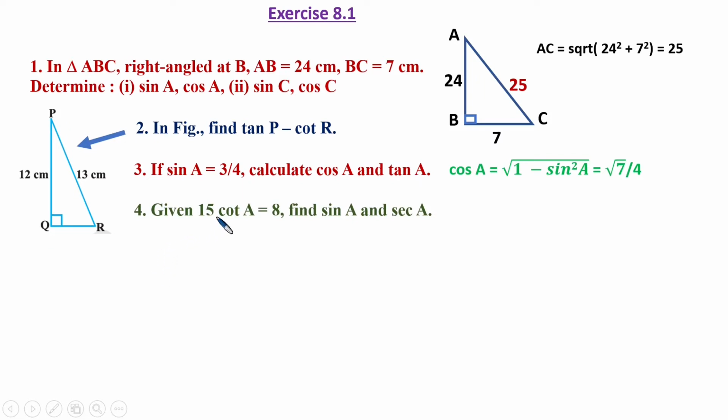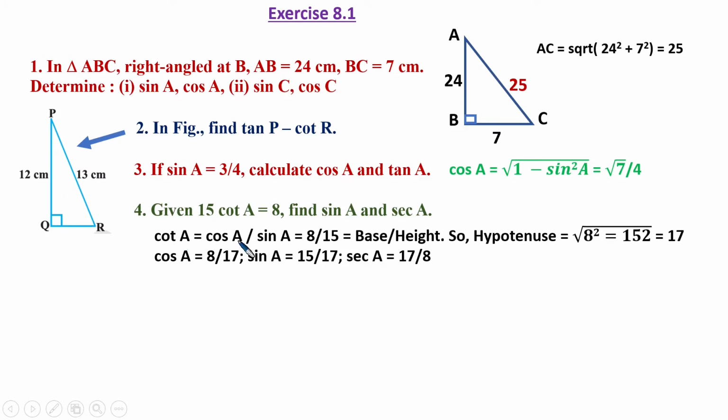Okay. Given 15 cot A is equal to 8, find cos A and sec A. So how do you do? Cot A is cos A by sin A is given. Cot A is 8 by 15 because 15 I bring it here. So I know cot is your what? Cot is base by height. So hypotenuse will be square root of 8 square plus 15 square, which is equal to 17. So this is your hypotenuse. So cos A here is 8 by 17. This 8 is there, 17 is hypotenuse.